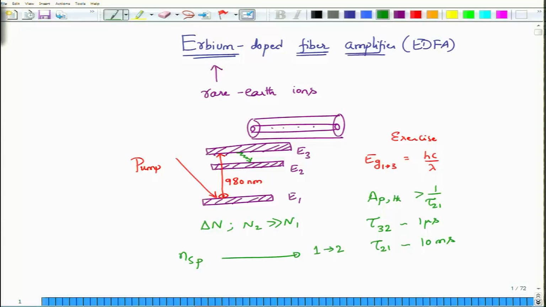So you understand that this has to be inverted, but not completely inverted. There are some atoms still in the ground level. So this is the 980 nanometer pump, which takes the atoms from E1 to E3, where they quickly relax onto E2.